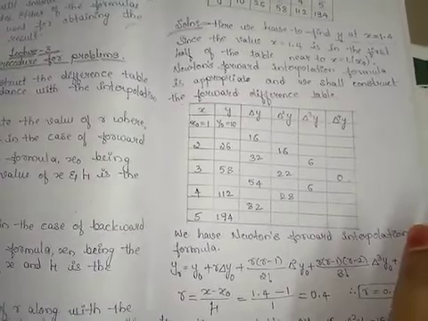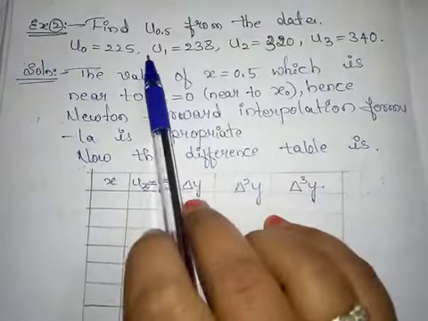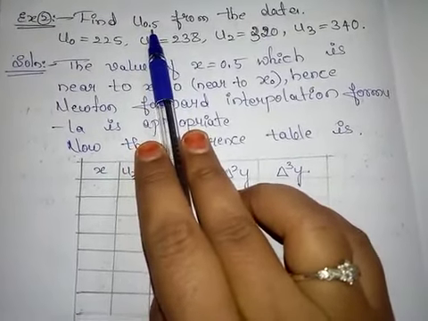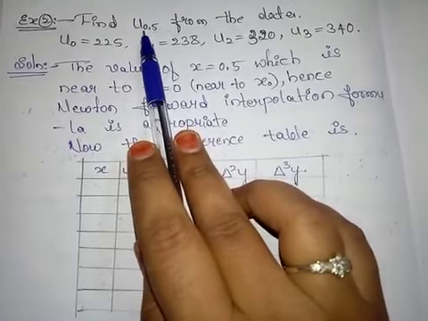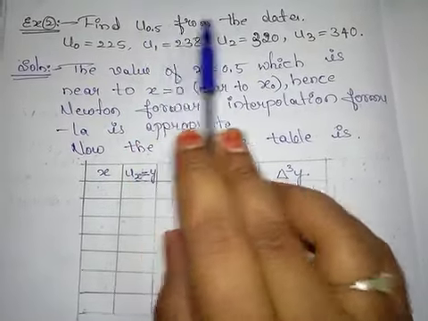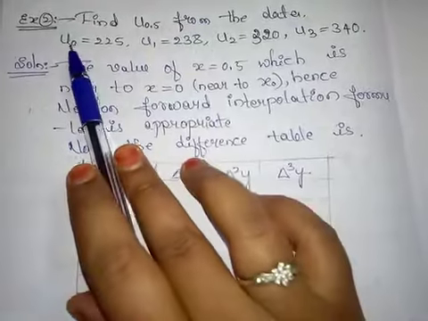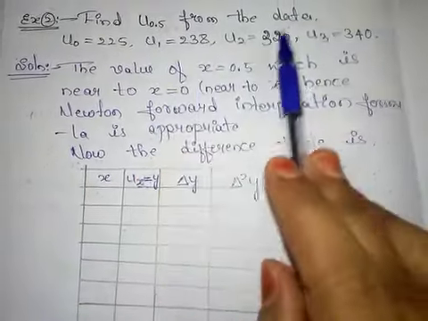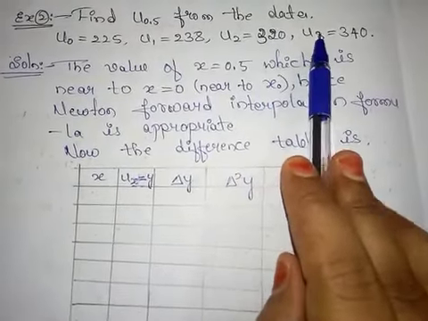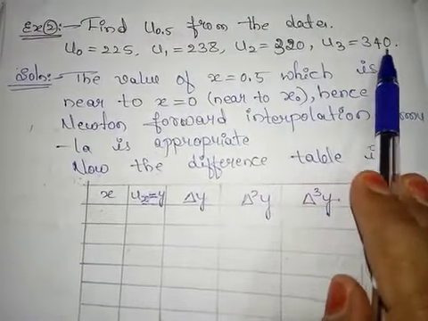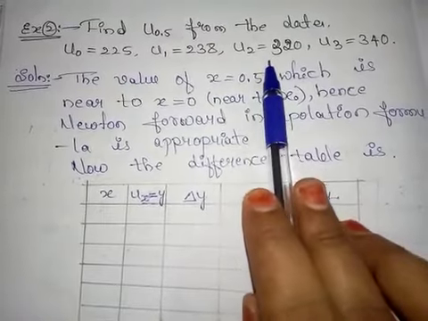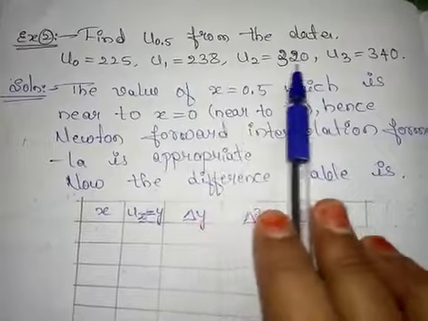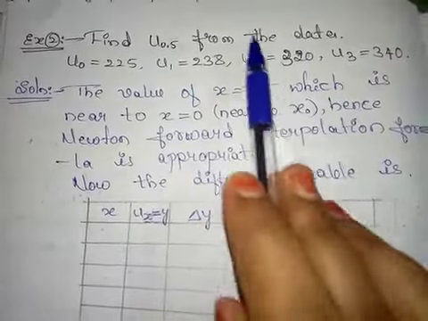Next, second example: find u at 0.5, meaning the term at the 0.5th place from the data, where u0 is equal to 225, u1 is equal to 238, u2 is equal to 320, and u3 is equal to 340. Here the data is given in a different way. You have to understand what are the values of x and what are the values of y.